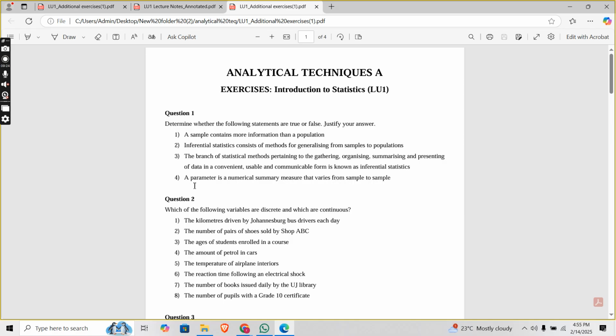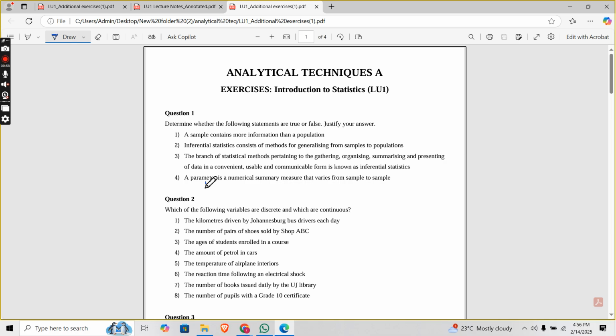So number 4: a parameter is a numerical summary measure that varies from sample to sample. Remember what's a parameter, and remember what's a sample. I'm going to give you a clue by telling you what a parameter is. A parameter is a number calculated from what? Population data. It's a number calculated from population data.